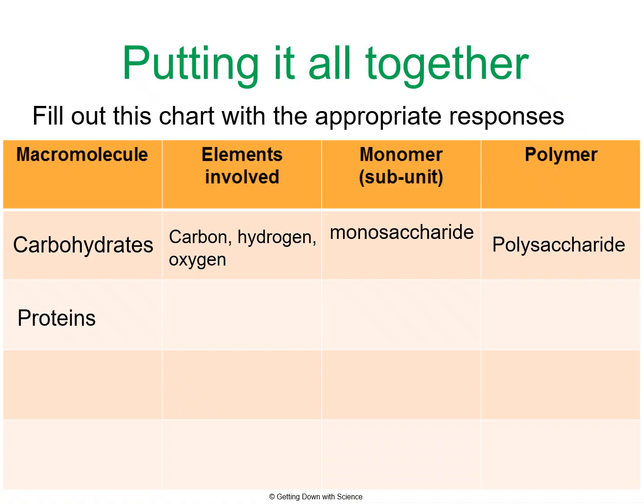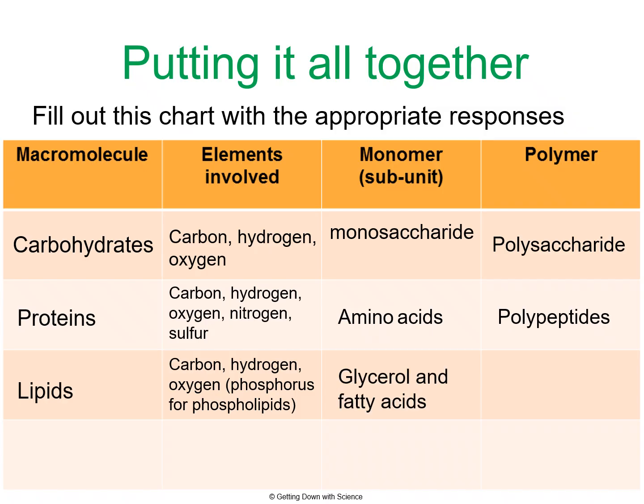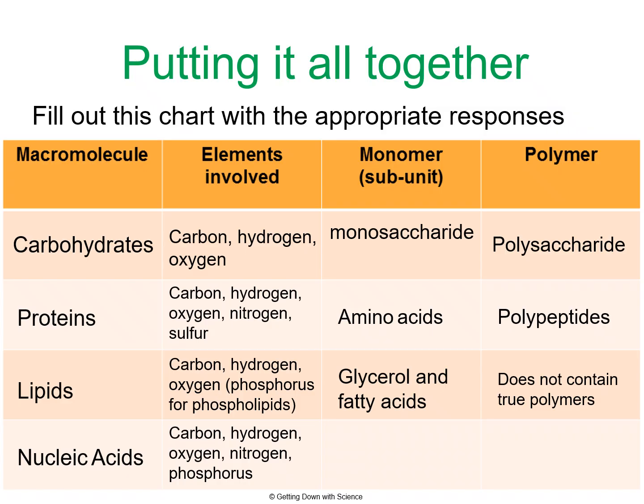Proteins are made up of carbon, hydrogen, oxygen, nitrogen, sulfur. The monomer is amino acid, and the polymers are called polypeptides. Lipids are made up of elements such as carbon, hydrogen, oxygen, and phosphorus if it's a phospholipid. The monomer is made up of glycerol and fatty acid, and there are no polymers. Nucleic acids are made up of carbon, hydrogen, oxygen, nitrogen, and phosphorus. The monomer is nucleotides, and the polymer is DNA or RNA.